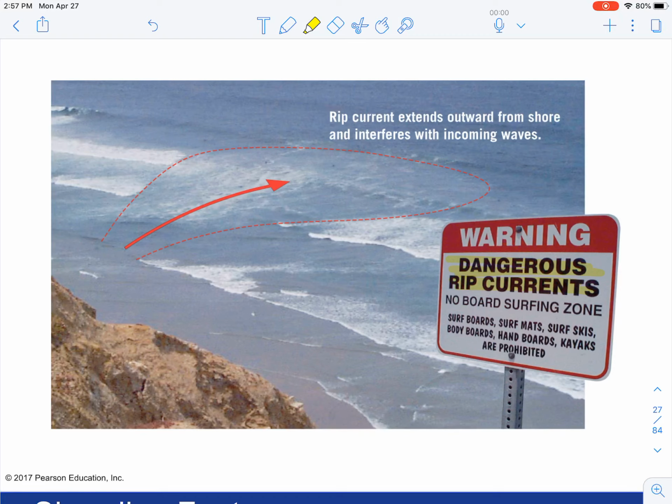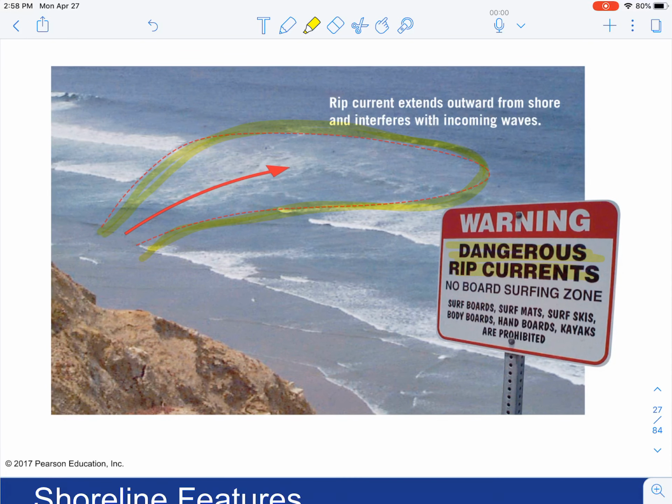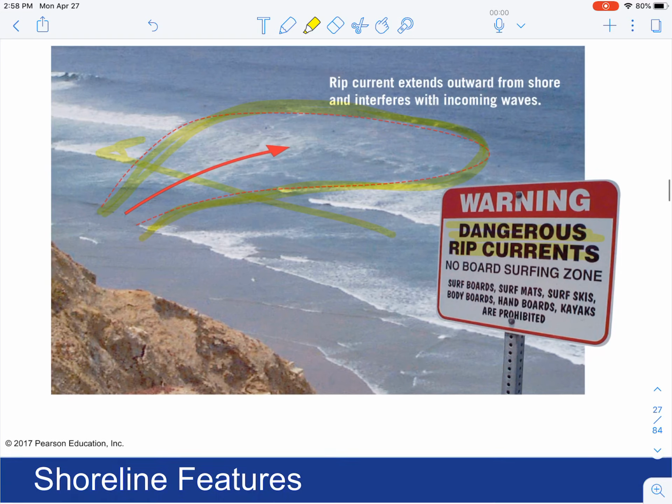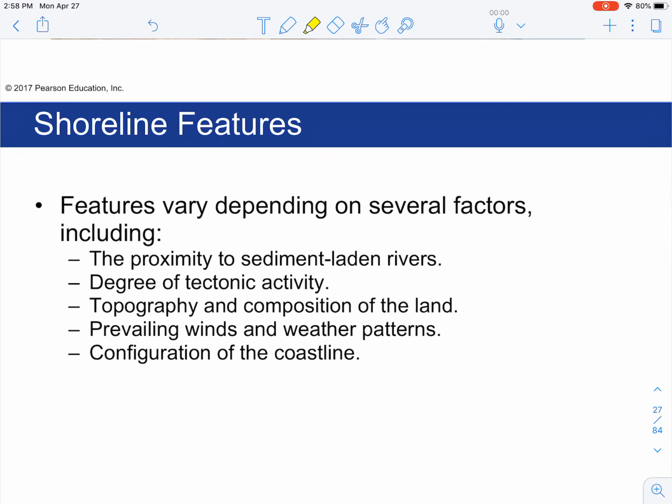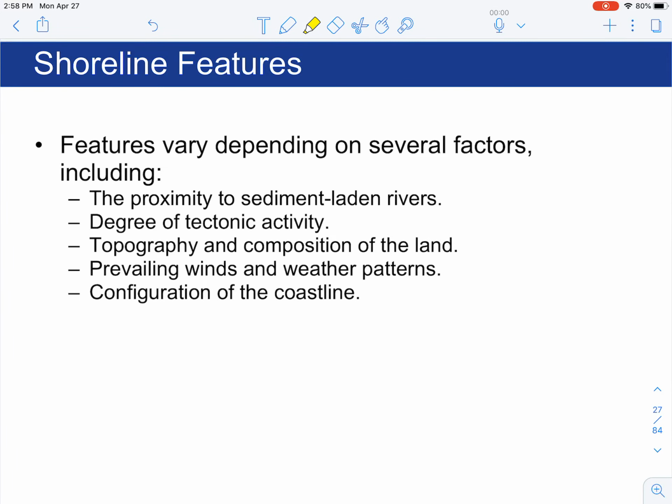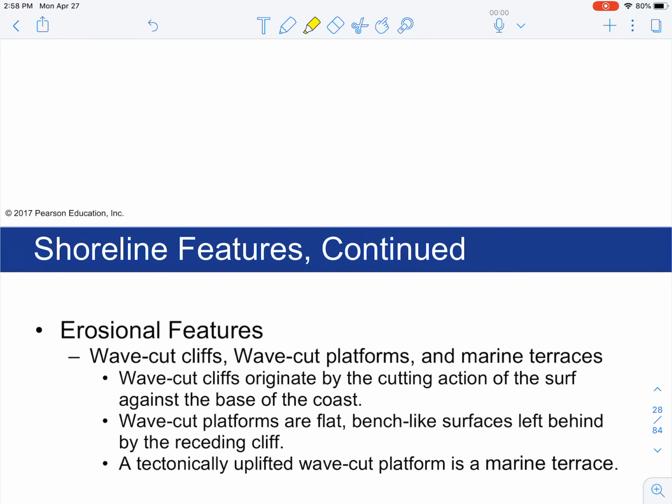Here you can see some of that energy from waves hitting at an angle, interfering with the incoming waves. So this is the longshore current, and then here's a rip current, creating a more turbulent situation there. So I'm going to stop with that. Actually, you know what, I'll keep going.